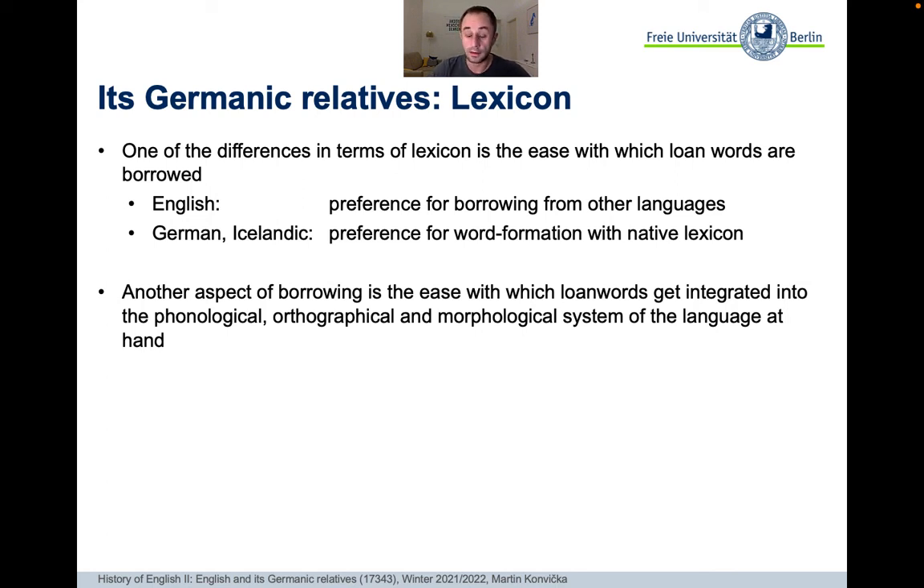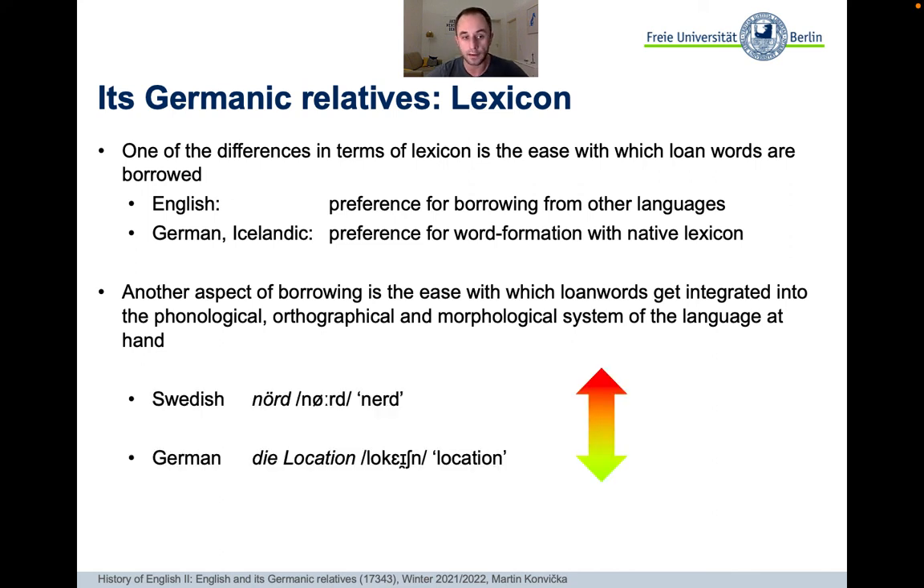to get native endings or to be orthographically adapted or also phonologically adapted, because different languages differ in how close they want the loan words to be pronounced to the original pronunciation, right? And we can see, for example, that if we compare Swedish and German, then German remains with its loan words very much close to the origin. So here, one example, die Location, right?